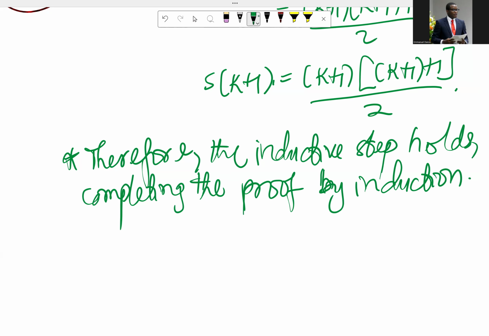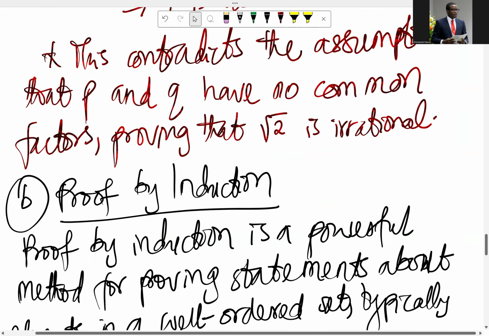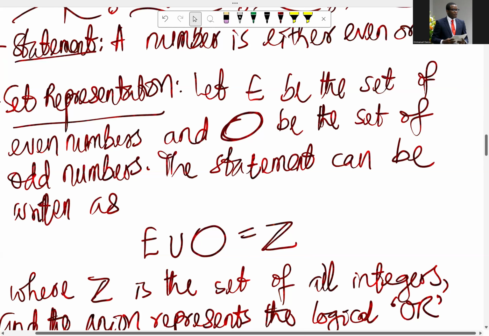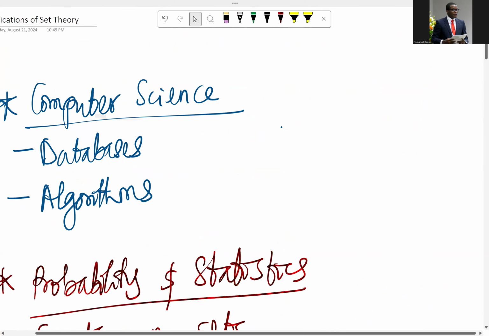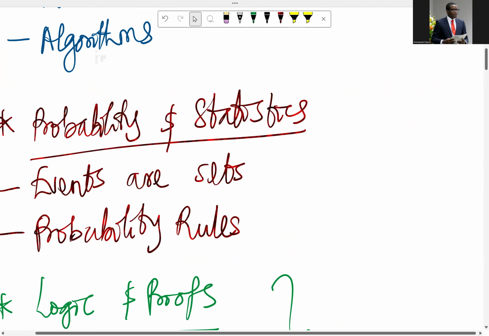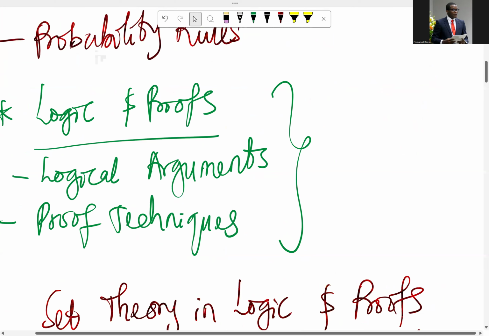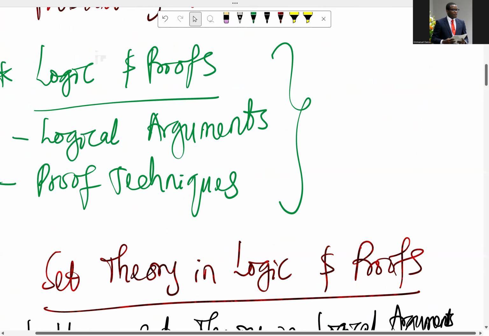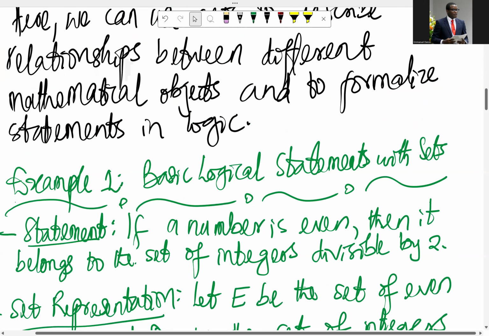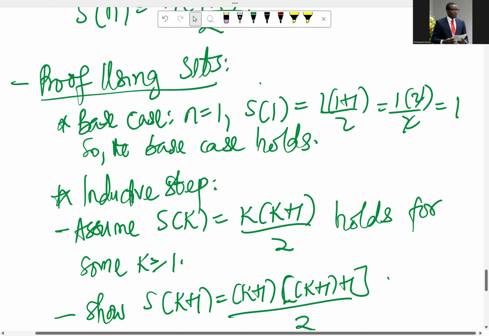So understanding how to use set theory in logical argument and mastering proof techniques involving sets is essential for developing strong mathematical reasoning skills. So whether it's proving the properties of numbers, functions, or other mathematical objects, these tools are foundational in mathematics. So you see that set theory is really useful in our day-to-day lives, since computing is a very integral part of our lives. So you get to talk about set theory in things like databases and algorithms, and of course in probability and statistics, where sets are events, and you also apply set theory rules in formulating probability rules. And of course, we've seen explicitly how set theory is applicable in logic and proofs, talking about logical arguments and proof techniques. So that is the end of this video.